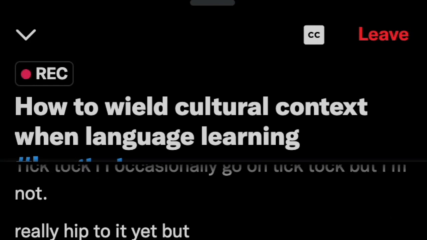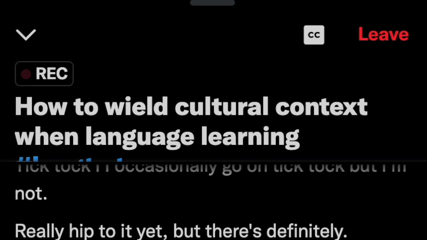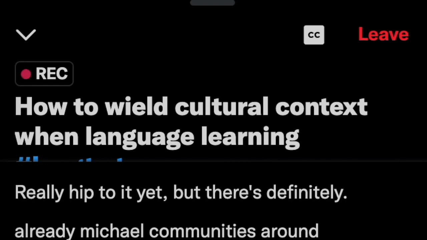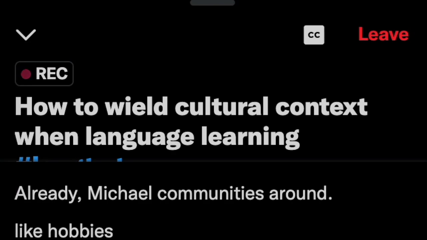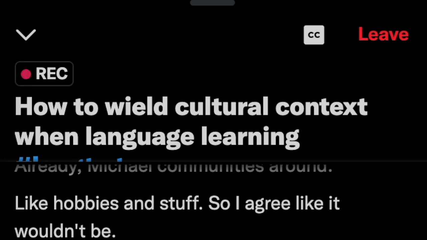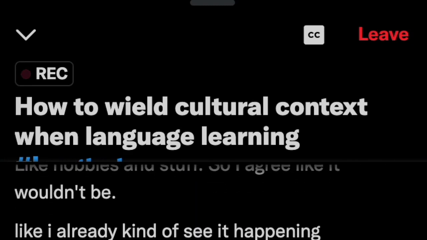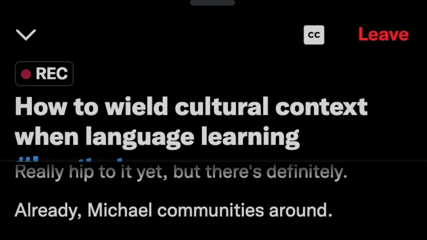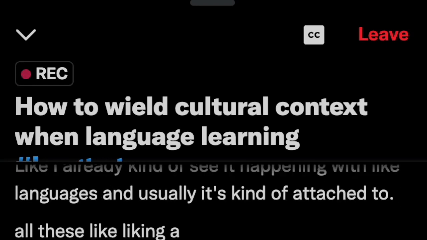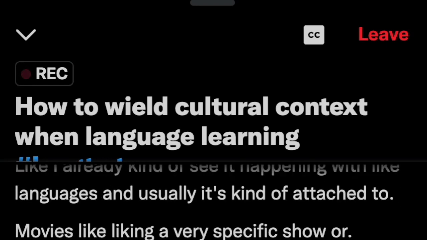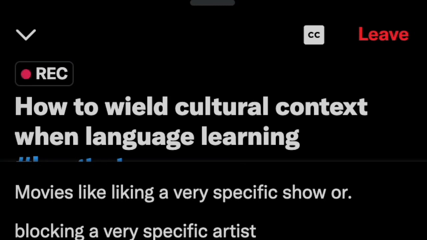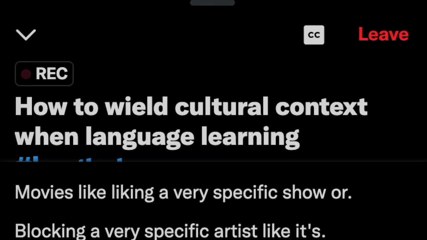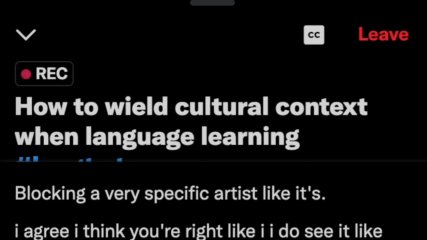But there's definitely already micro communities around hobbies and stuff. So I agree. I already kind of see it happening with languages, and usually it's attached to the hobbies, like liking a very specific show or a very specific artist. I agree, I think you're right. I do see it already happening.